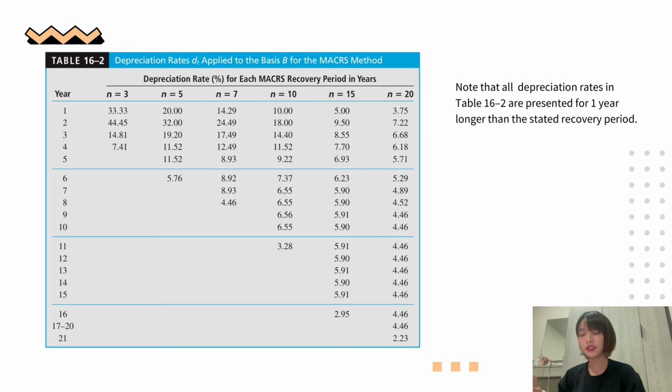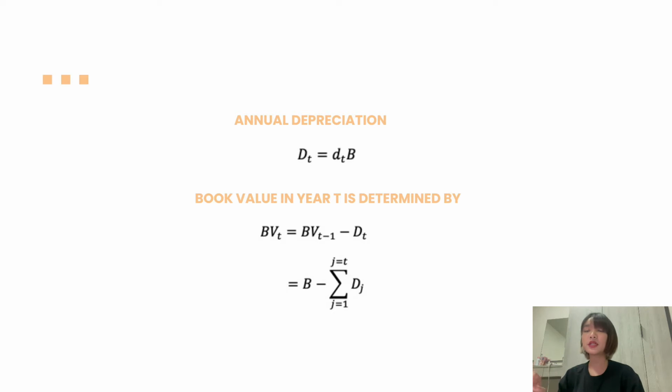This slide shows the depreciation rate DT applied to the basis B for the MACRS method. This is shown for 3, 5, 7, 10, 15, and 20 years. This slide shows the annual depreciation can be calculated by the depreciation rate multiplied by the first cost, and the book value in year T is determined by subtracting the depreciation amount from the previous year's book value, or by subtracting the total depreciation from the first cost.